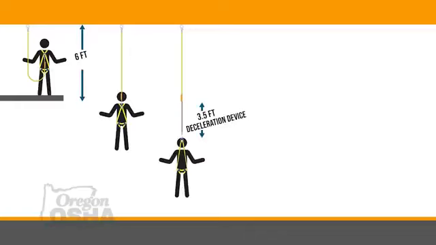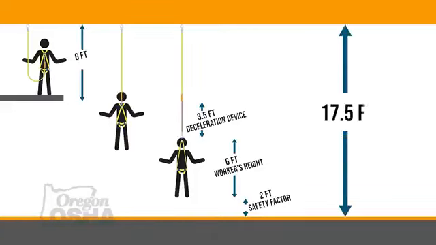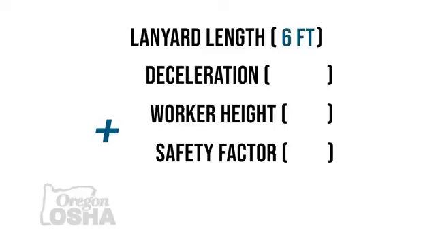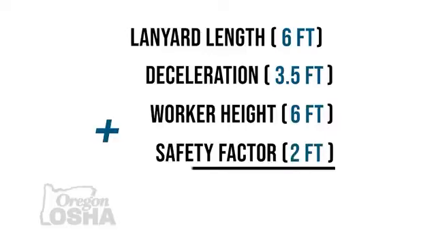Then we have the distance from the worker's back D-ring to their feet, which on average is probably about 5 feet. Our body's going to conform into the harness. That back D-ring is going to stretch up about 1 foot, and then about 2 feet of safety clearance, just in case things weren't quite where they needed to be, or we have workers of different weight, brings us to a total of 17.5 feet. So using a standard 6-foot lanyard, we could need a total of 17.5 feet from our anchor point to that next level. That's 6 feet of lanyard, 3.5 feet of deceleration, 6 feet of worker and harness stretch, and our safety clearance at the end for a total of 17.5 feet.